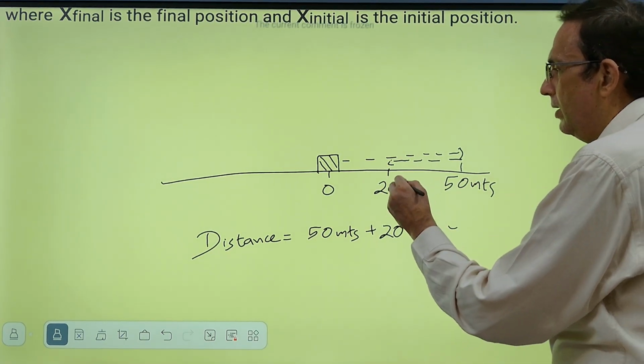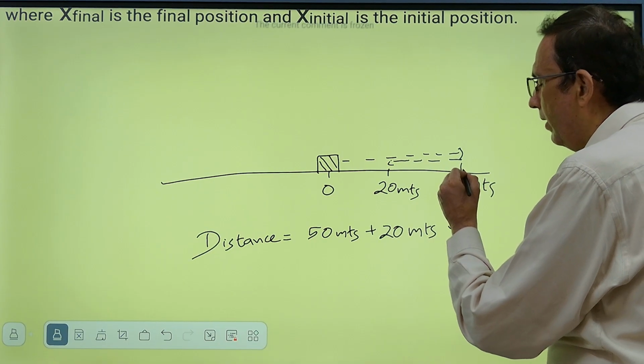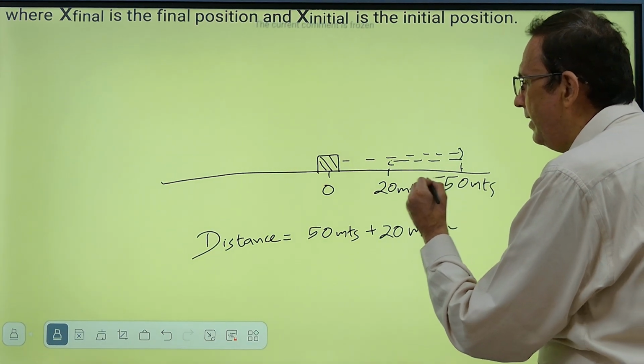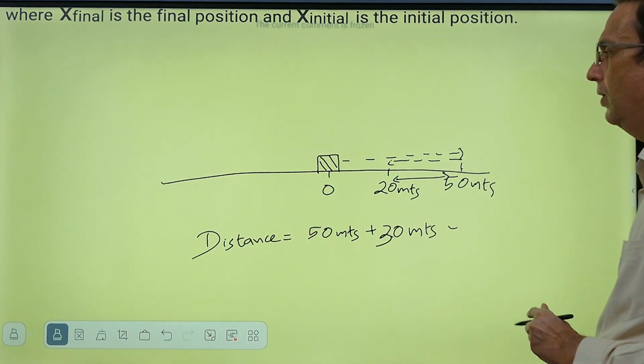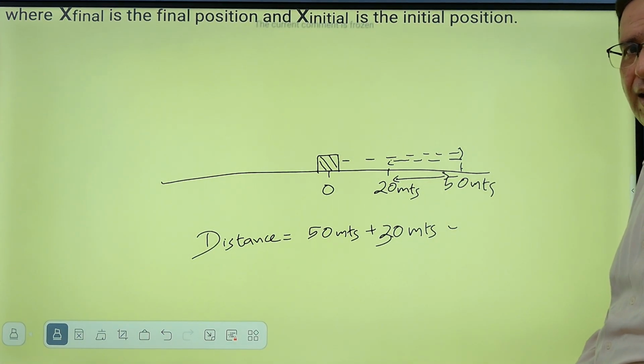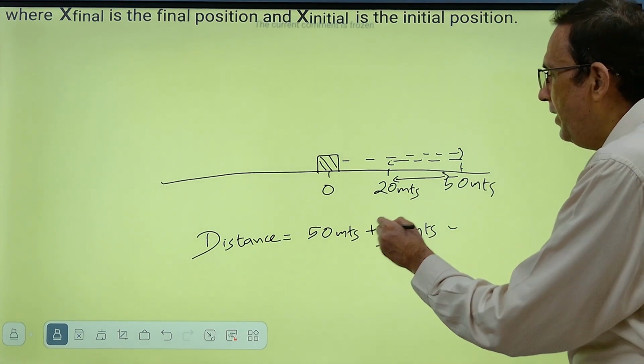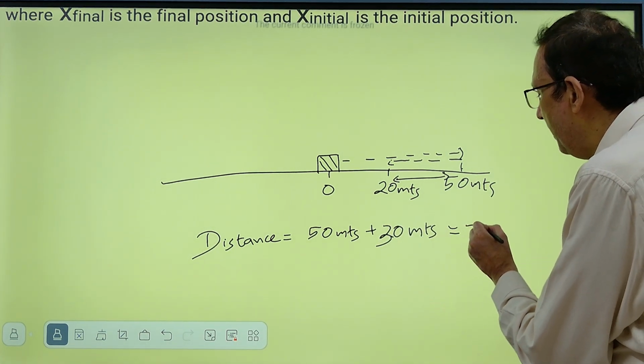So he's at position 20. So he has gone back from 50 to 20. So it is 30. This distance is 30 meters. So the total distance he has covered is 50 plus 30, which is equal to 80 meters.